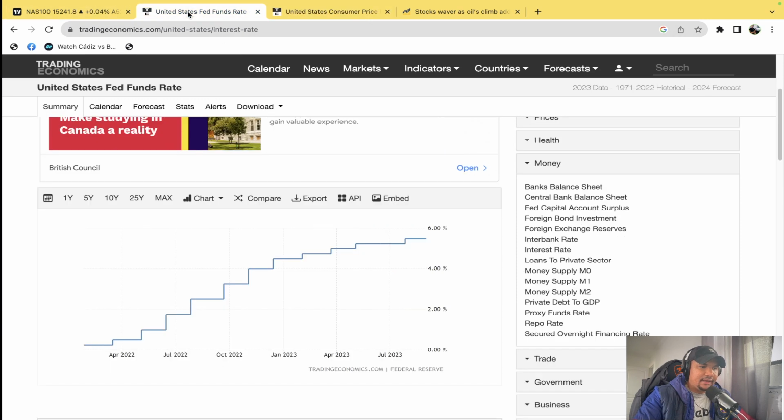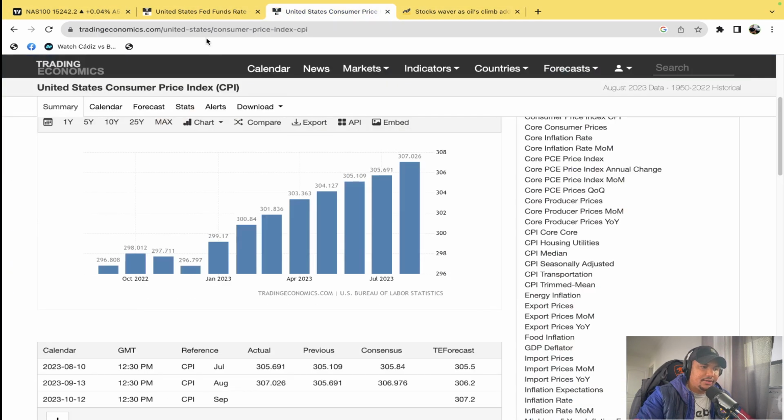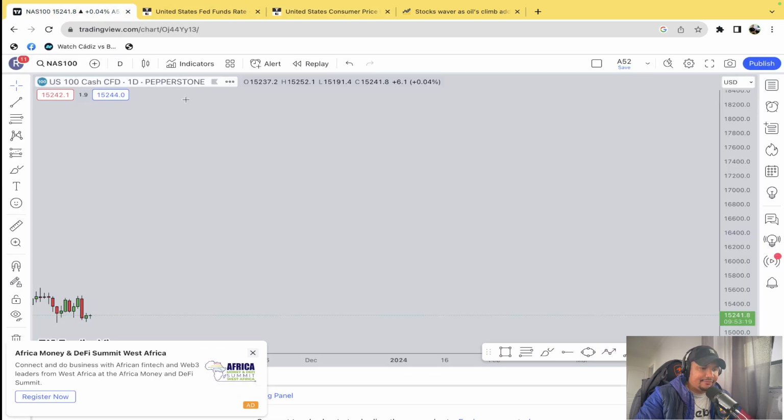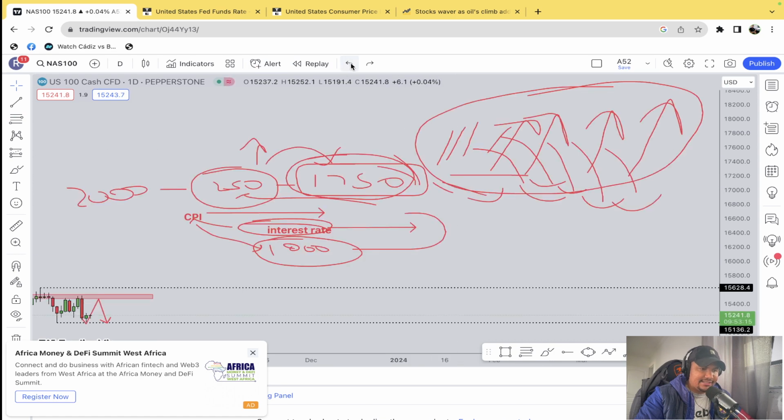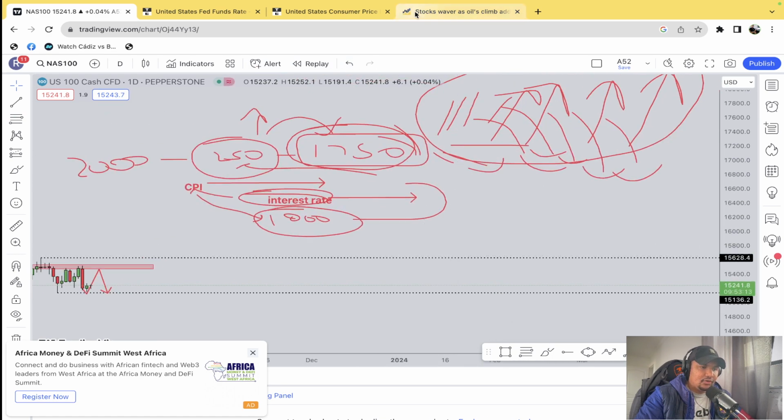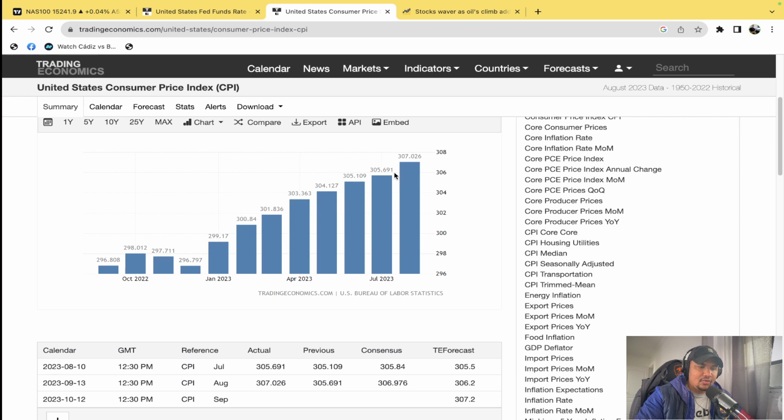So the only way for the Feds to make sure they bring inflation down is to do what? They have to be a little bit more aggressive with the way they hike the interest rates at the end of the day. So as long as there is no cool down in inflation like we saw here, there is no reason for the Feds to not hike interest rates.